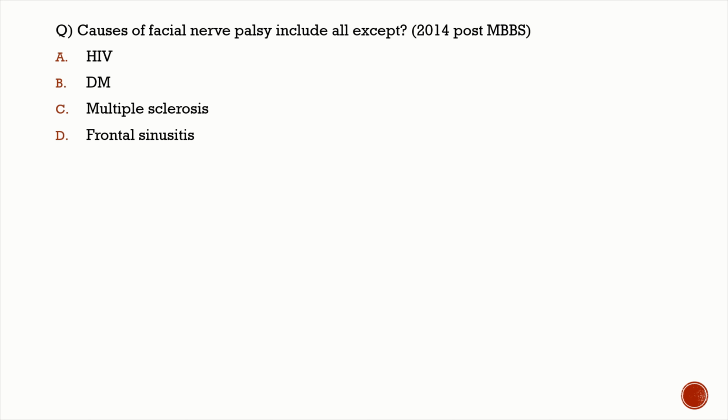Okay. What are the causes of facial nerve palsy? Causes of facial nerve palsy include all except what? HIV, yes, can cause facial nerve palsy. Diabetes, yes. Multiple sclerosis, yes. Frontal sinusitis, no. Frontal sinusitis is not a cause of facial nerve palsy. So that's the answer over here.